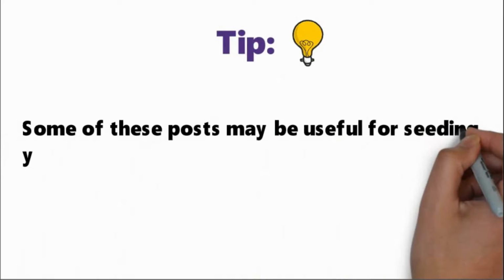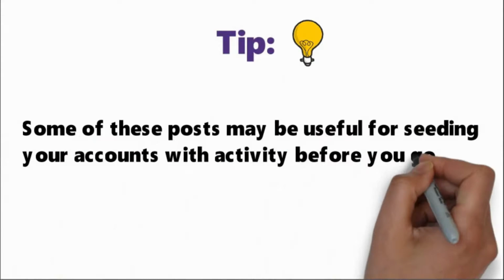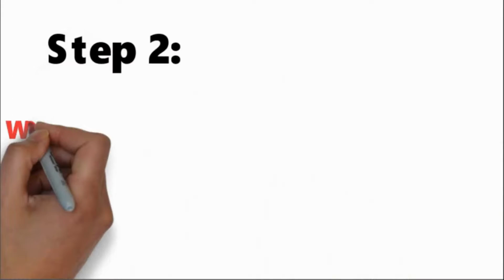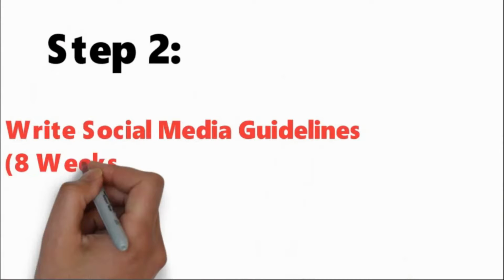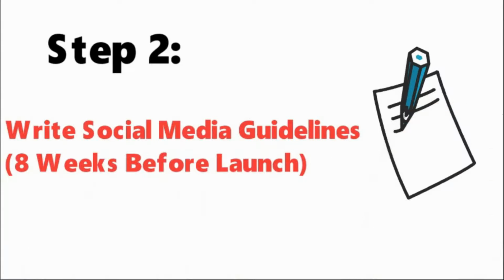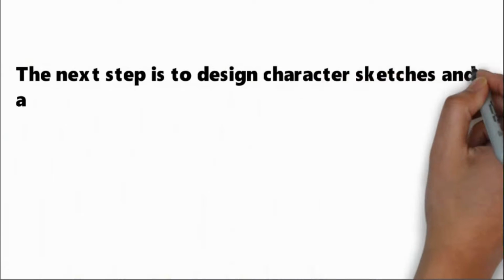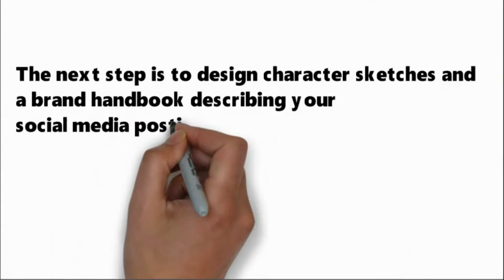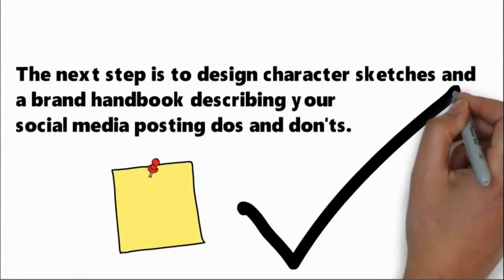Step 2. Write social media guidelines. The next step is to design character sketches and a brand handbook describing your social media posting do's and don'ts. Create guidelines describing your social media posting do's and don'ts. This phase is essential if your brand is or will be managed by a team.